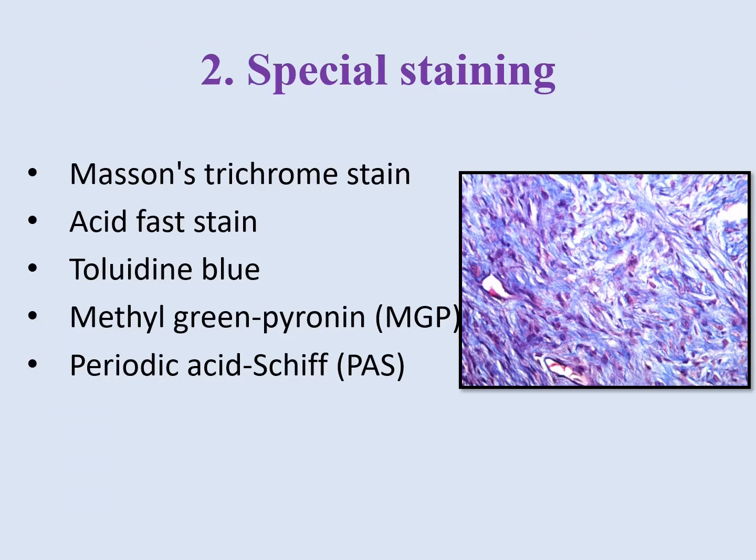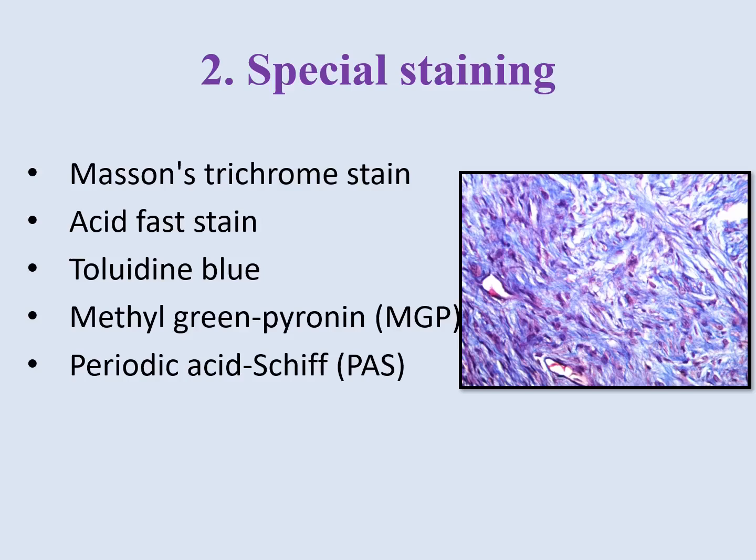Now special staining. Most commonly we are using H&E, but special stains are also available for staining various types of tissue and for different purposes. Suppose I have put some of the stains, such as Masson's trichrome. It can stain fibrous connective tissue especially. The second one is acid fast stain. You can use this acid fast stain on tissue sections for demonstrating tuberculosis or other tuberculoid bacilli or cryptosporidium. So these can be stained by acid fast stain.